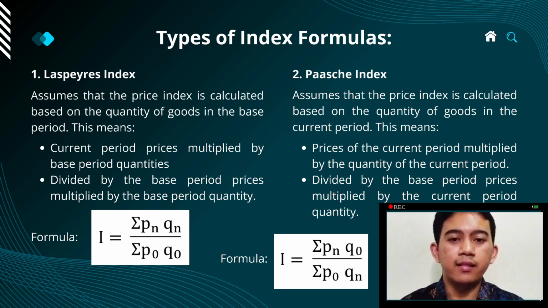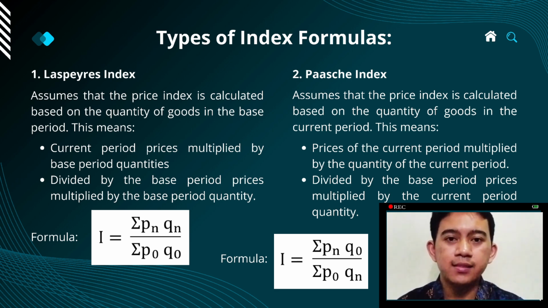This method is widely used because base period quantity data is easier to obtain than current period quantity data. However, this method has a drawback, which is that it does not take into account changes in people's consumption patterns due to price changes. In addition, there is also the Paasche index.